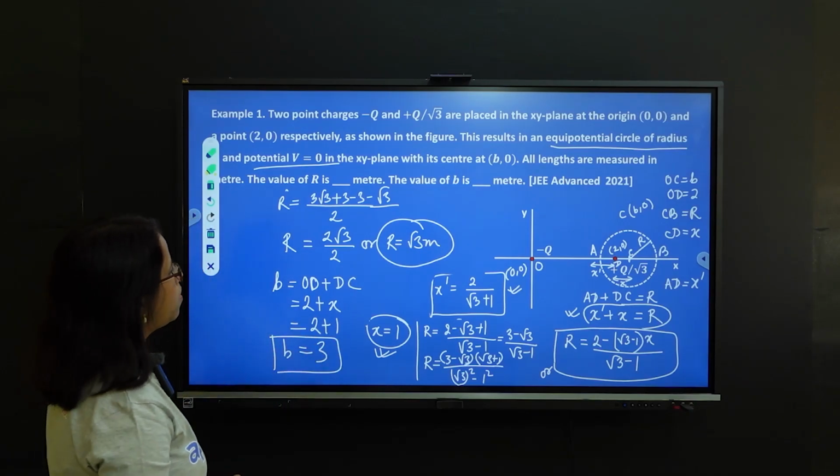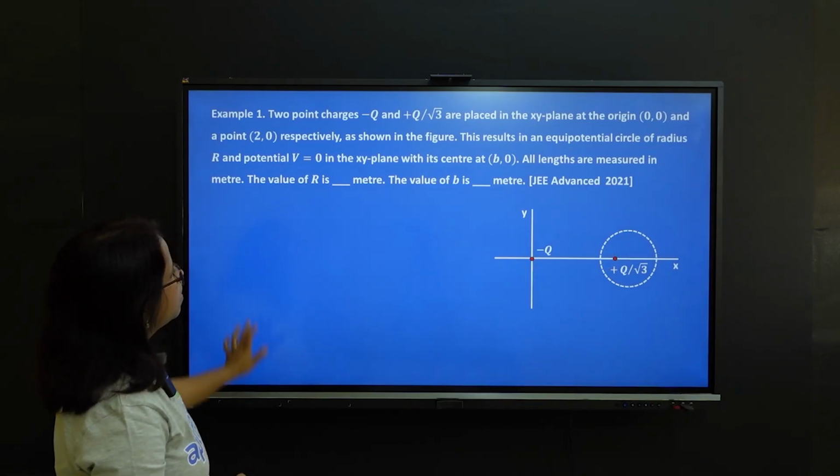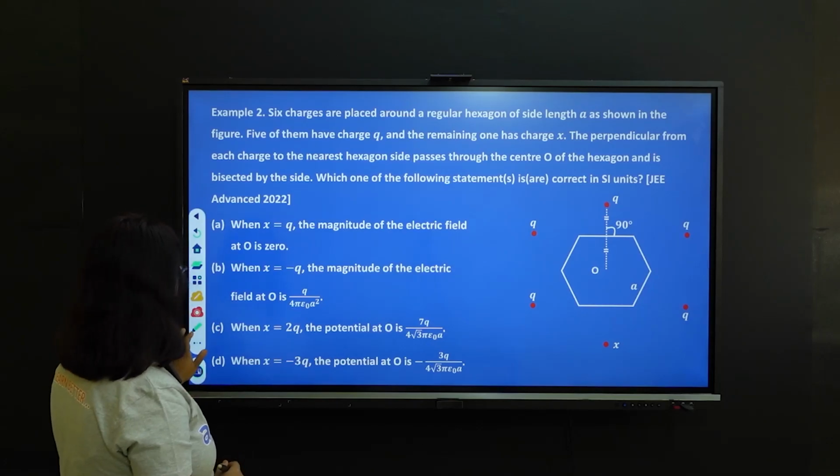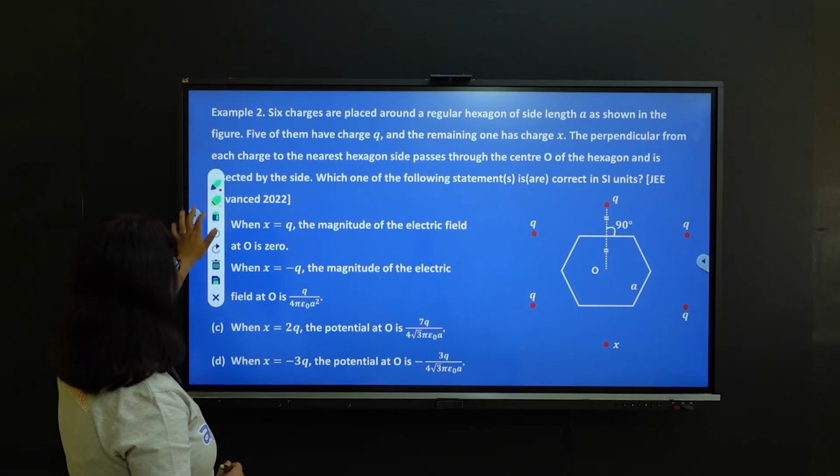So wonderful problem. Let's proceed to the next one. Again a problem involving few concepts.